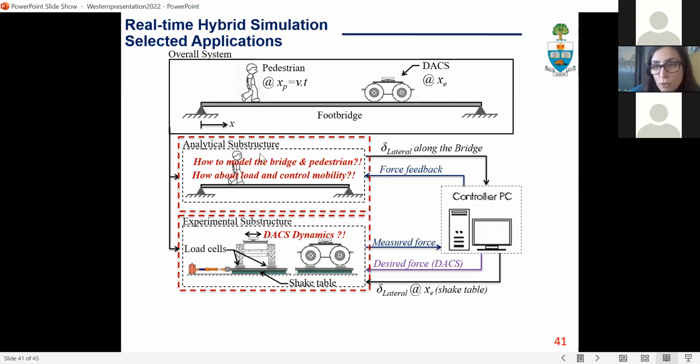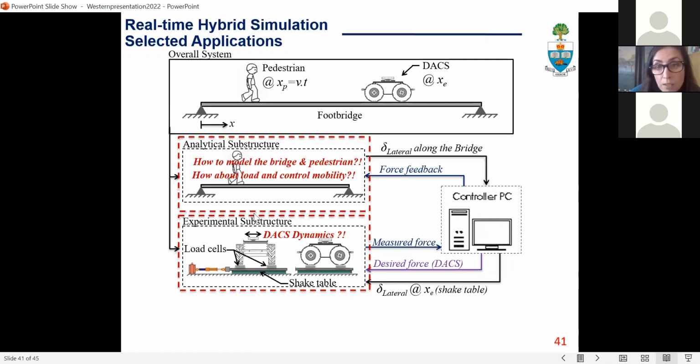Here, as the person moves or the people move, the loading changes. There is mobility of the load that needs to be accounted for in the real-time hybrid simulation. On top of that, in building applications, when we introduce the damper at some floors, or when we introduce the tuned liquid damper at the roof, or tuned mass damper, or the isolator, the location is fixed.